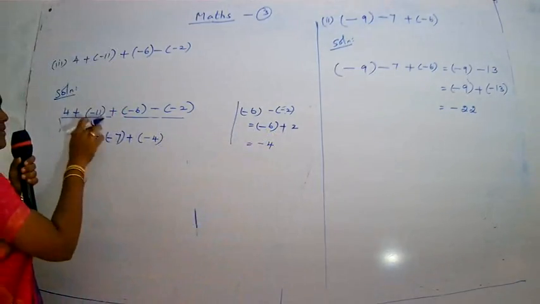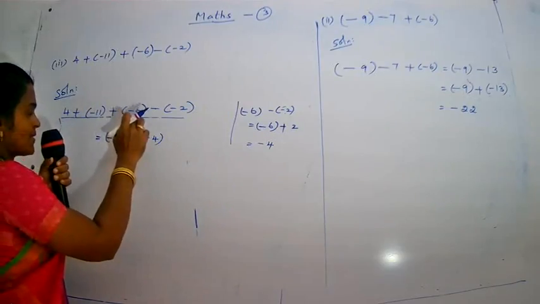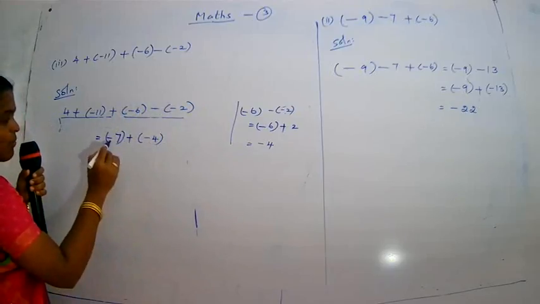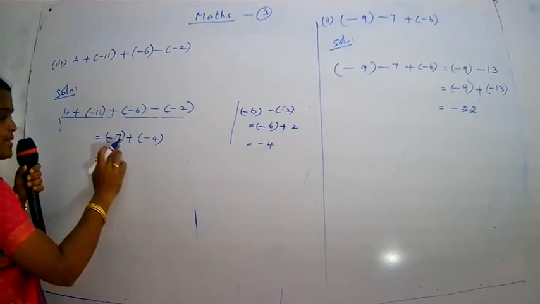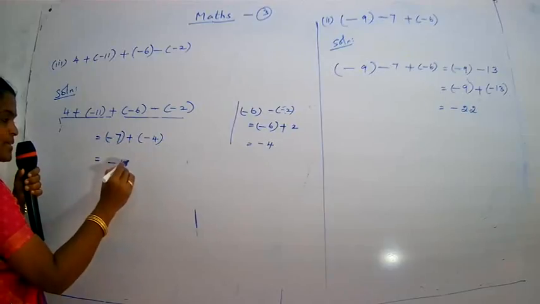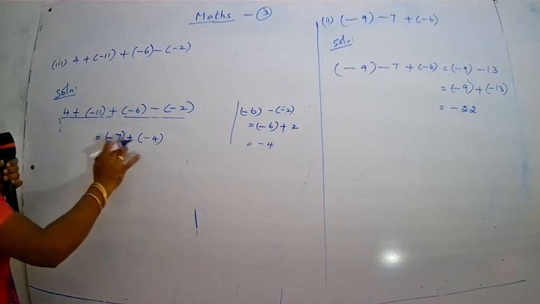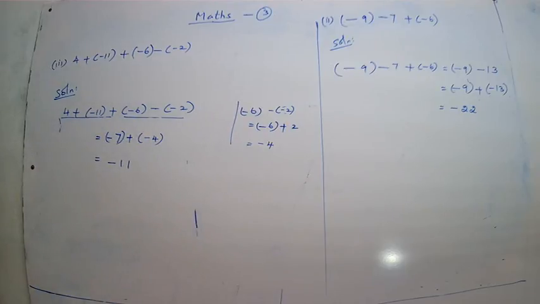Now the value of 4 plus minus 11 is minus 7, and the value of minus 6 minus of minus 2 is minus 4. So now your answer is minus 7 plus minus 4. This is addition only, so minus 7 minus 4, your answer is minus 11. Same sign means we add the absolute values and assign the same sign. So minus 7 plus minus 4 is equal to minus 11. Okay children, clear? It's so easy.